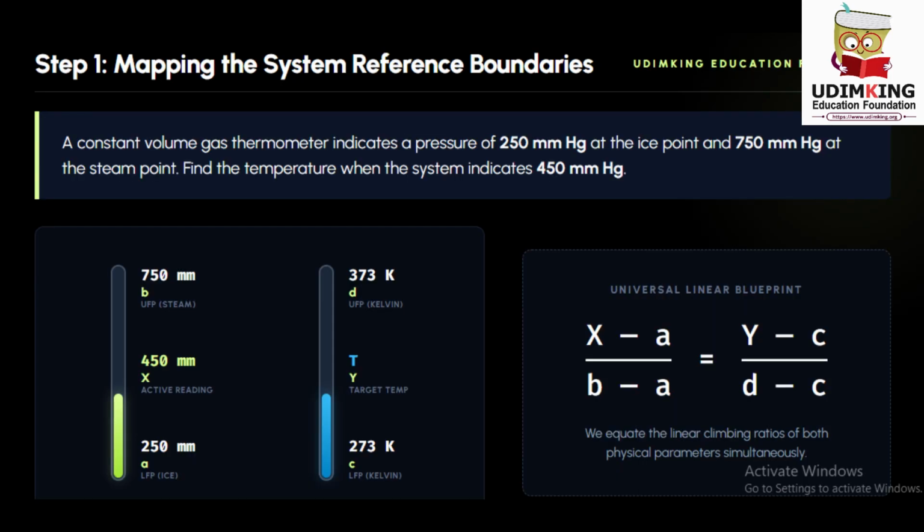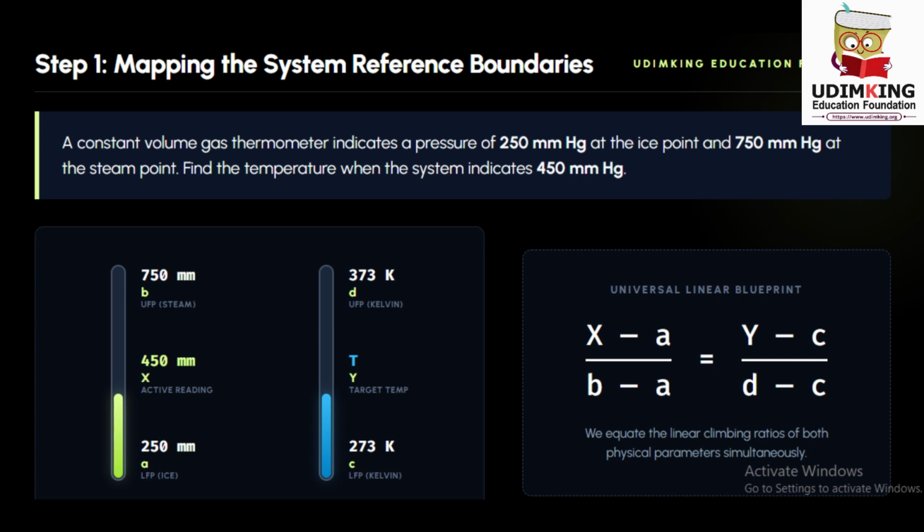On our left pressure axis, our lower fixed point, represented by the variable small a, is anchored at 250 millimeters. The upper fixed point, small b, is anchored at 750 millimeters. Our active intermediate reading, large X, sits at 450 millimeters.